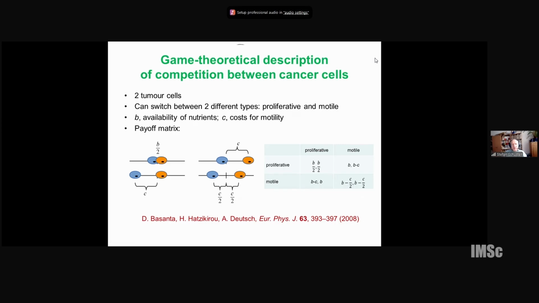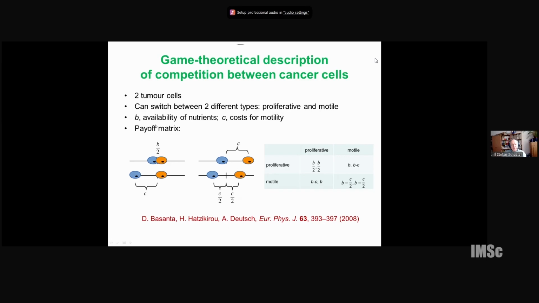The next biological application is a description of the competition between cancer cells. And this is based on a very interesting paper I can recommend by Basanta, Hatzikirou, and Deutsch. Andreas Deutsch is in Dresden in Germany, and the paper is from 2008. They considered two tumor cells, or actually two aggregates of tumor cells, and they compete and can switch between two different types, namely the sessile type, which stays resident and is proliferative, so it has high cell division, or a motile type, which goes away and actually forms a metastasis, in medical terms.